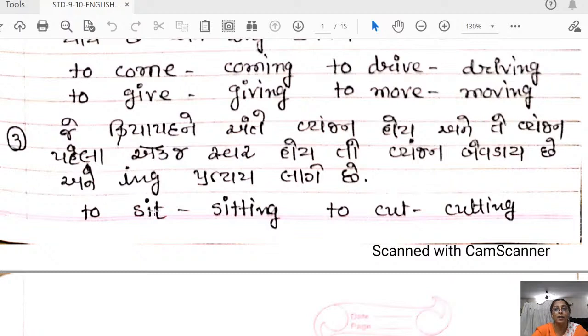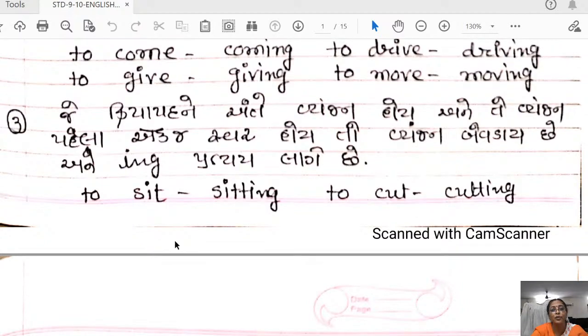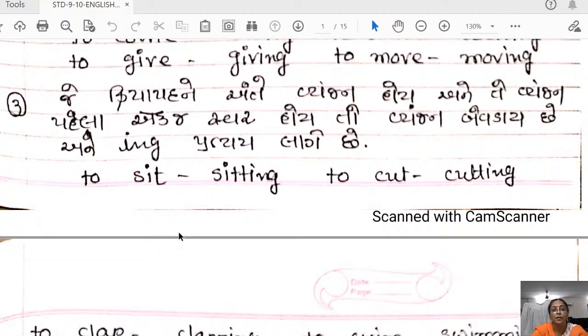Next comes the third rule. જે ક્રિયાપદને અંતે વ્યંજન હોય કોન્સોનન્ટ હોય પણ કોન્સોનન્ટની પહેલા સ્વર હોય તો લાસ્ટ કોન્સોનન્ટ છે એ ડબલ થાય છે બેવડાય છે અને પછી આઈએનજી પ્રત્યય લાગે છે. સી ફોર એક્ઝામ્પલ, ટુ સીટ becomes sitting, to cut becomes cutting. See, in the sit, before T it comes a I vowel.